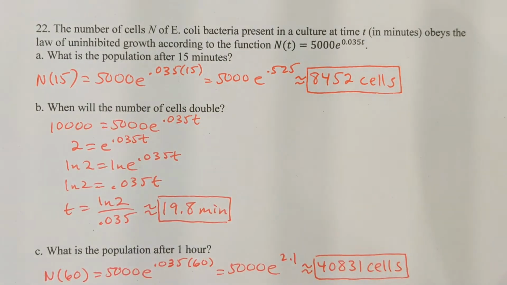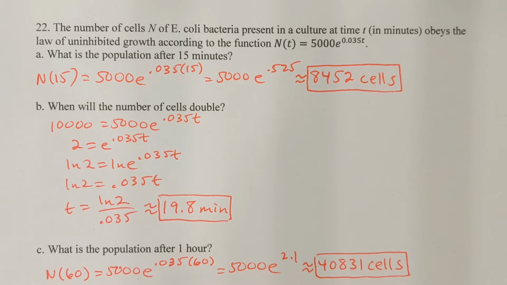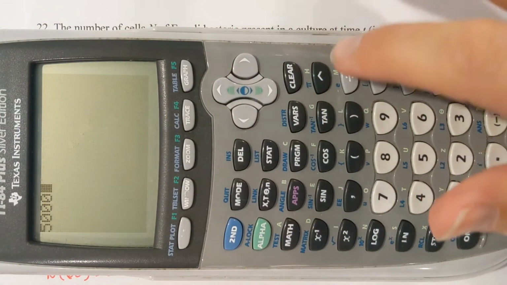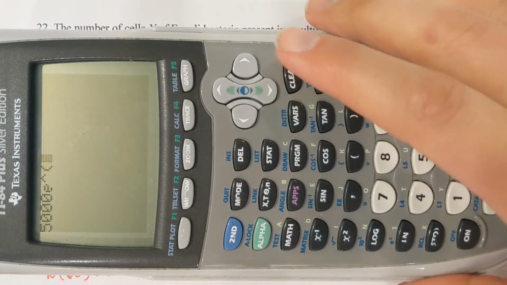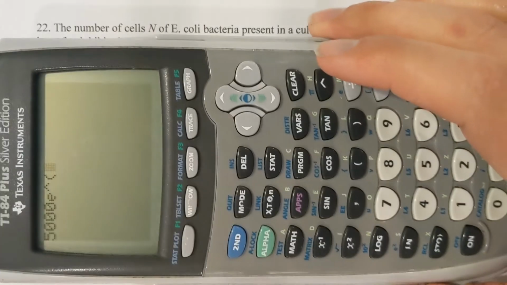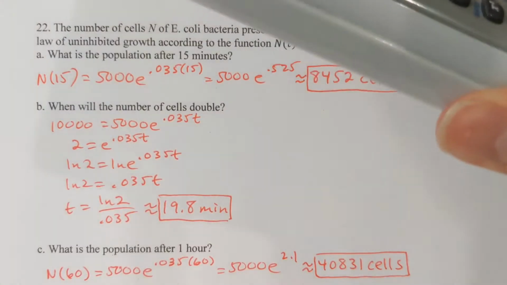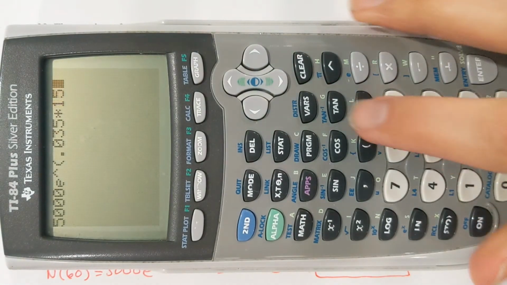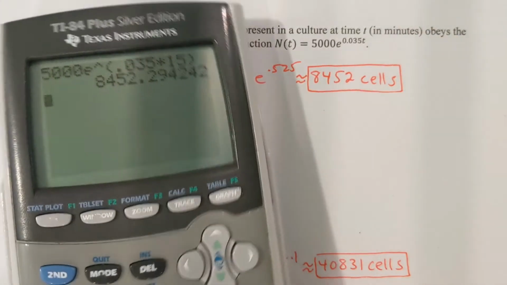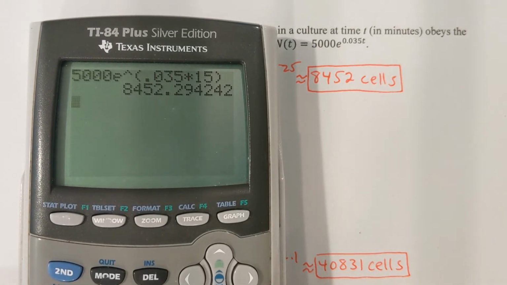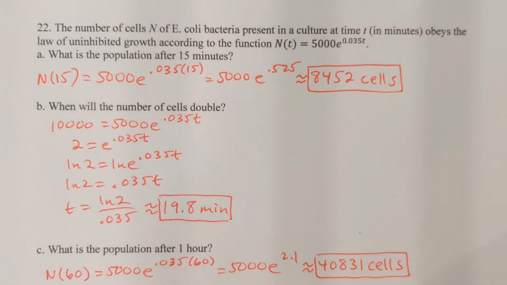Part A, what is the population after 15 minutes? Well, t is the time, which is in minutes, so I would just simply plug in 15 into the function and simplify. Let me do that. I'm going to have 5,000 times e to the power 0.035 times 15 minutes. And I get roughly 8,452 cells if I go nearest whole number.